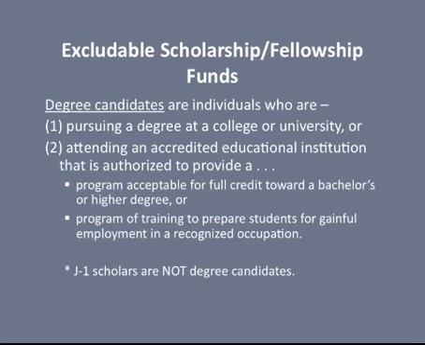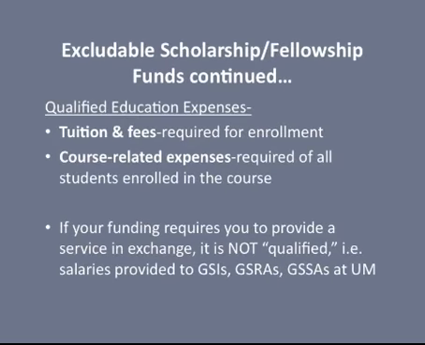For scholarship and fellowship funds, how do you know whether you are a degree candidate? Well, to qualify as a degree candidate, an individual must be attending an institution that is accredited and authorized to provide a program offering all the credits needed to obtain a bachelor's degree or higher, or a training program that will prepare a student for gainful employment in a recognized occupation. Generally, the University of Michigan's F1 and J1 students are considered degree candidates. J1 scholars, however, are not degree candidates.